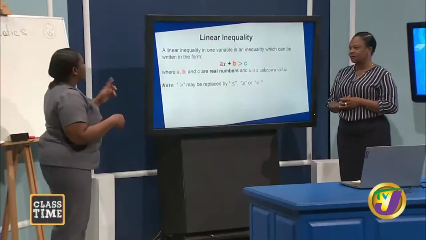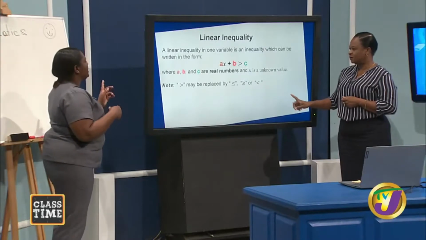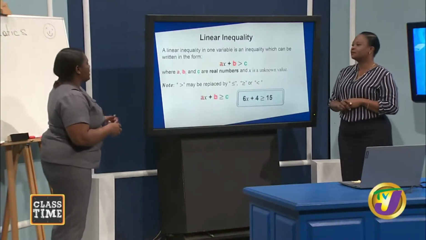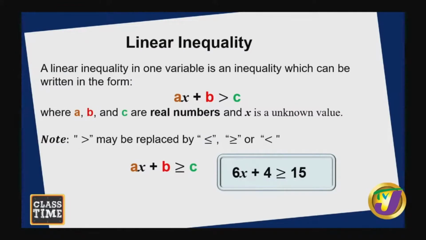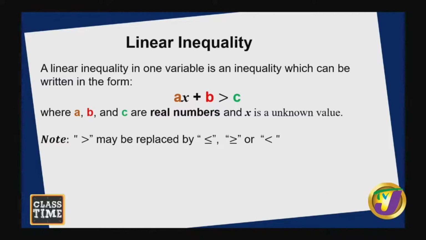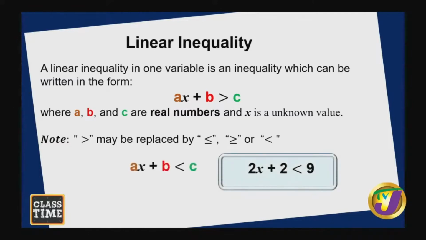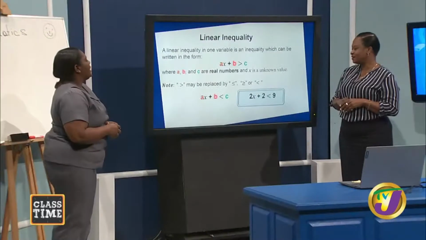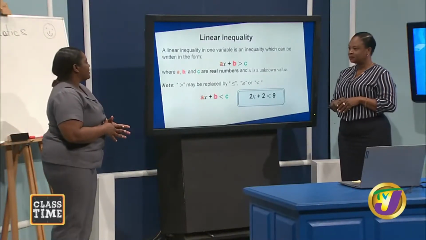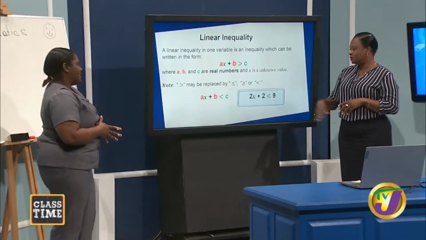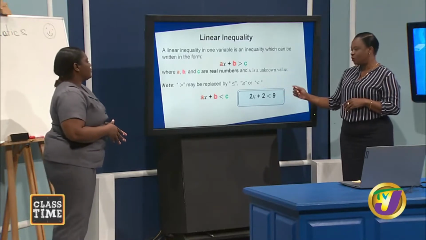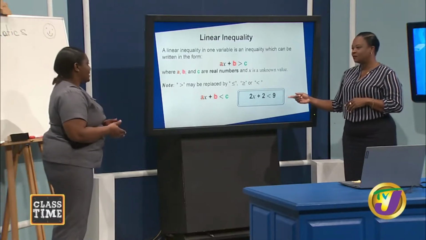So it could be ax + b ≥ c, and an example is 6x + 4 ≥ 15. And we could have ax + b ≤ c, or ax + b < c, and the example is 2x + 2 < 9. Whatever value you get from 2x added to 2 should be less than 9.